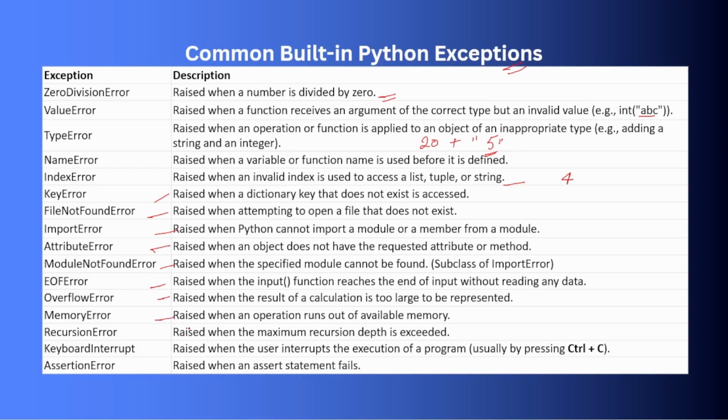MemoryError, raised when an operation runs out of available memory. RecursionError, raised when the maximum recursion depth is exceeded. KeyboardInterrupt, raised when the user interrupts the execution of a program by Control C. Then AssertionError, raised when an assert statement fails. So these are all the built-in exceptions which are already there and we can use them while performing exception handling.